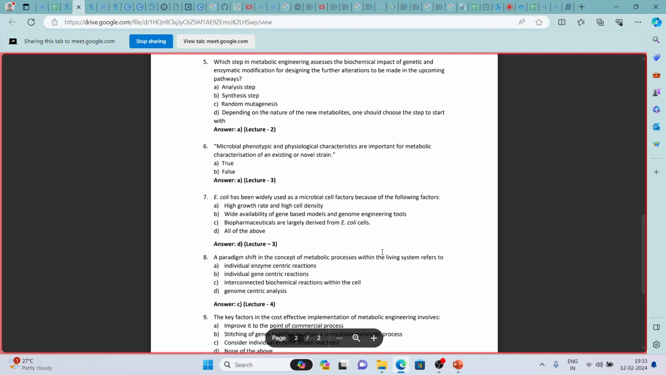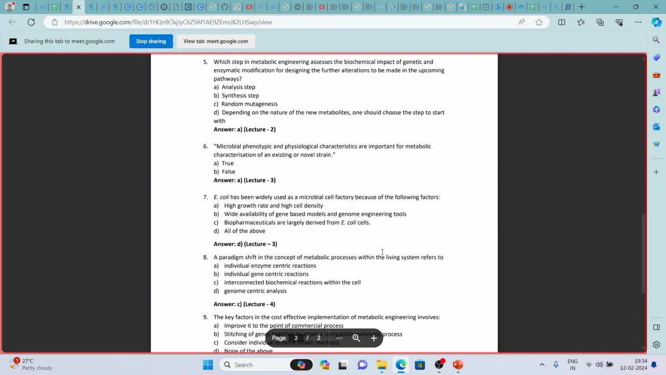Yeah, so like we had discussed, the third generation of metabolic engineering involves two steps, which is synthesis step and the analysis step. In the synthesis step, we make the changes, and in the analysis step, we try to assess whether a particular alteration or modification would be beneficial or how it is beneficial. So, corresponding to it, here the answer is analysis step.